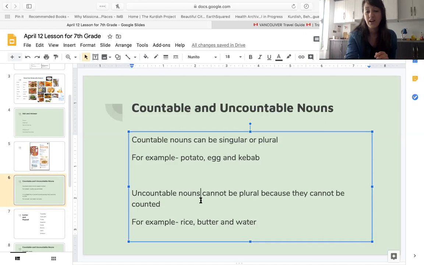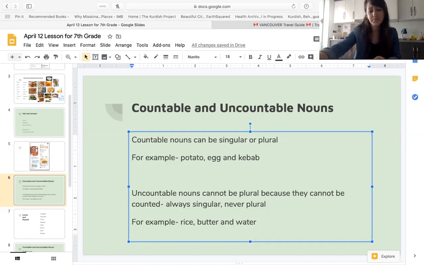Uncountable nouns cannot be counted. They are always singular, never plural. For example, rice is uncountable. No one can count rice. Butter is uncountable. Water is uncountable.